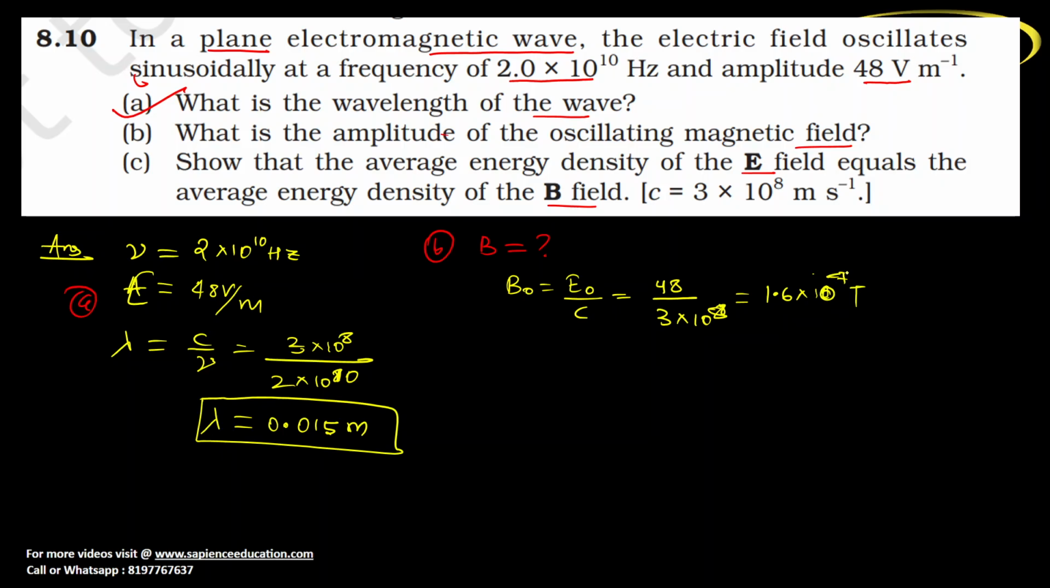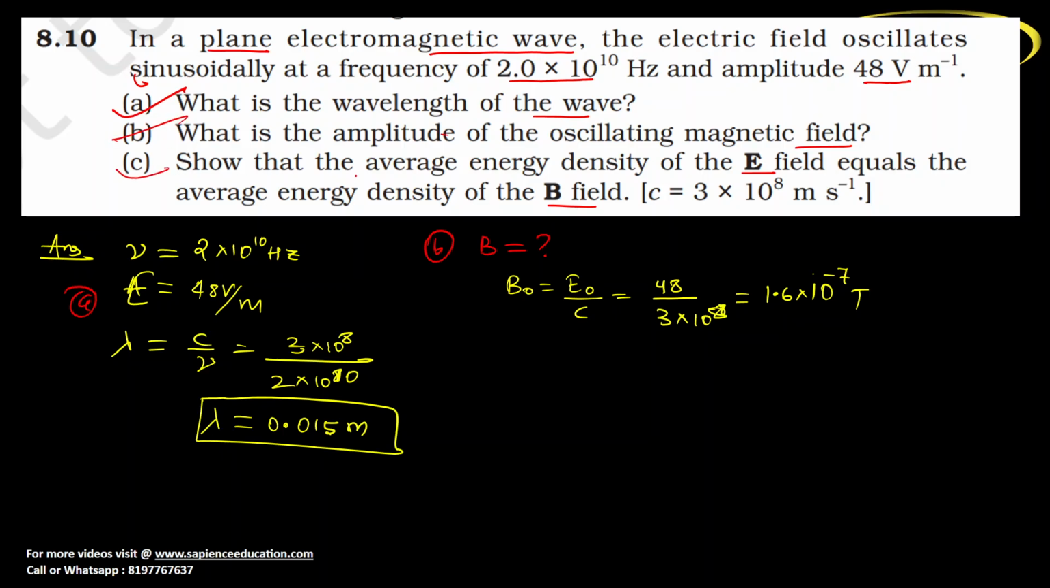So I hope you have understood this one. Let us write it in a proper way so that you do not get confused. 10 to the power minus 7 Tesla, right? You can easily convert it into Tesla. So I think part B is also done.